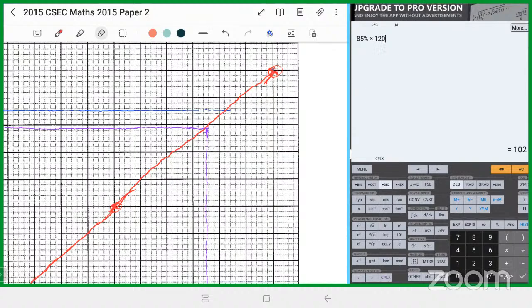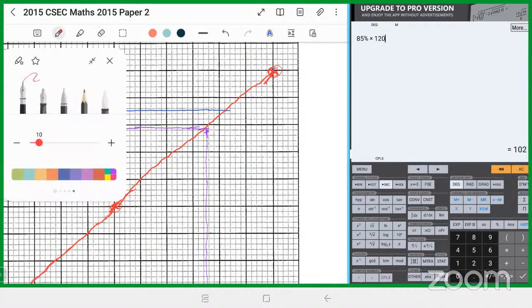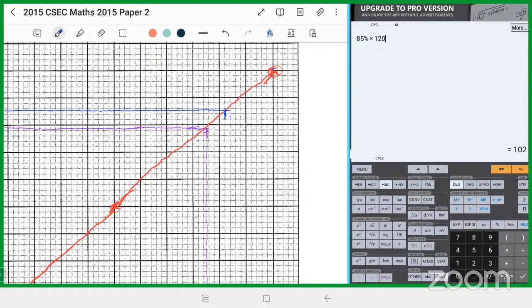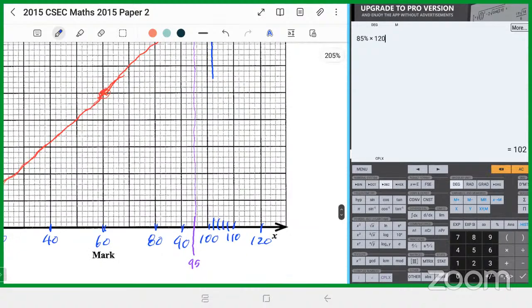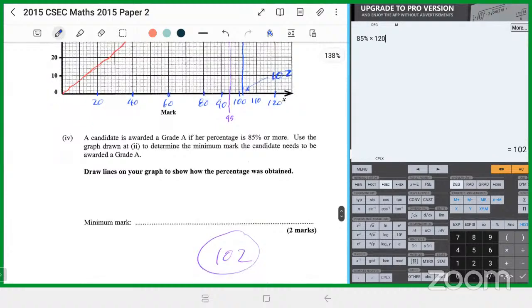All right. So I'm going to stop it here and put that 102 right here and give them 102. So right here, we're at 102 on the graph. So I'm coming down here now and telling them 102 marks. Minimum mark will be 102. That's it.